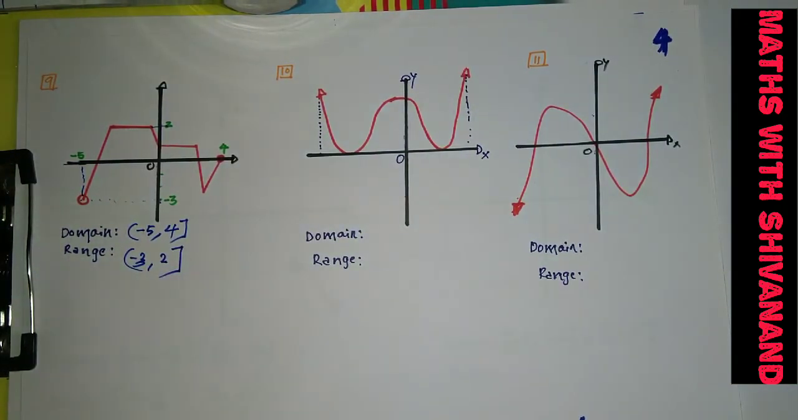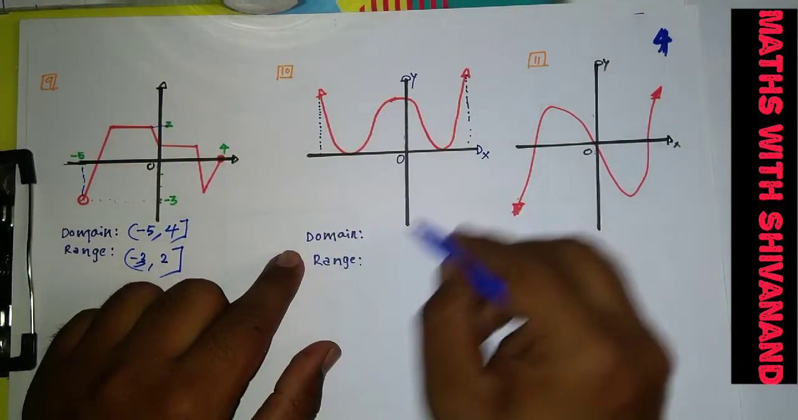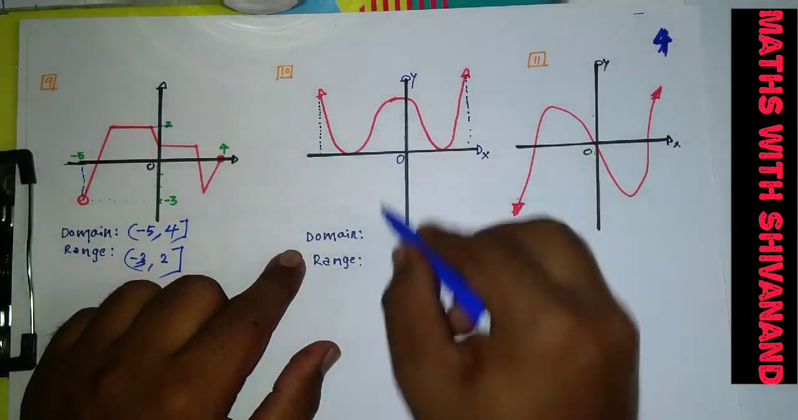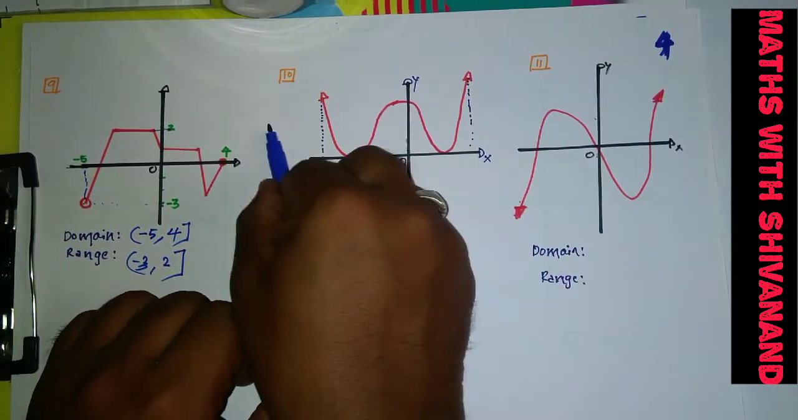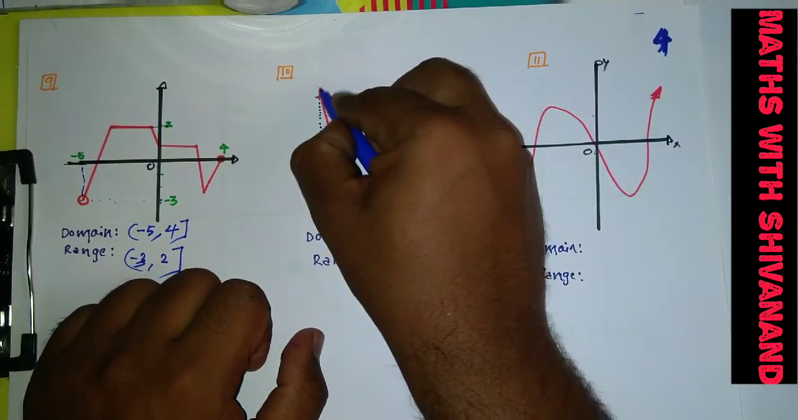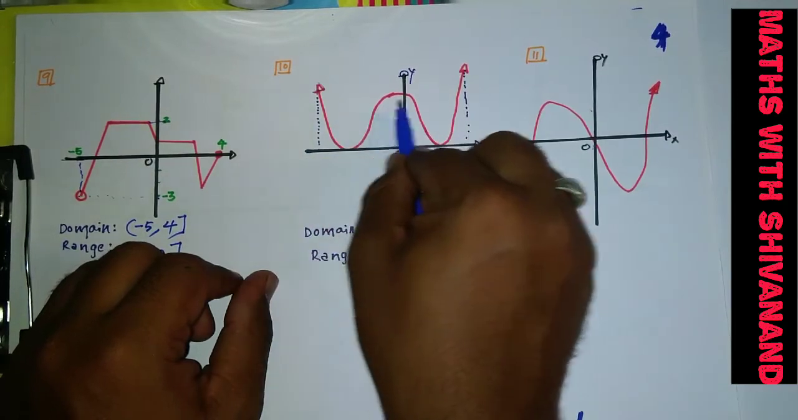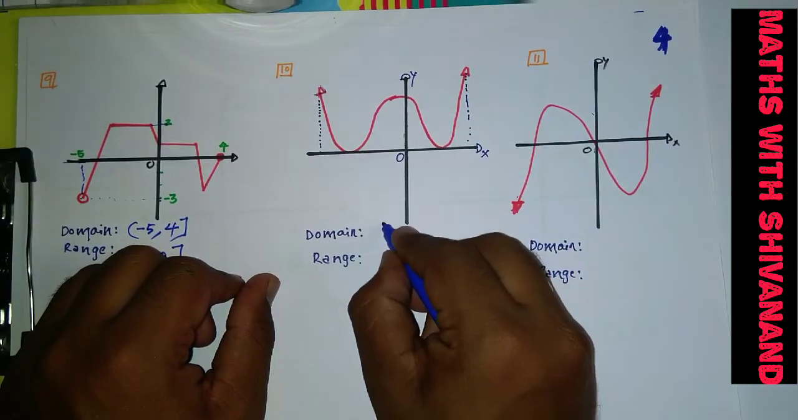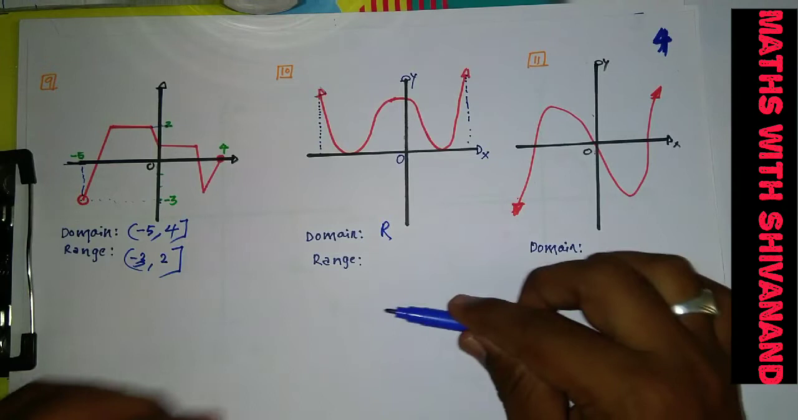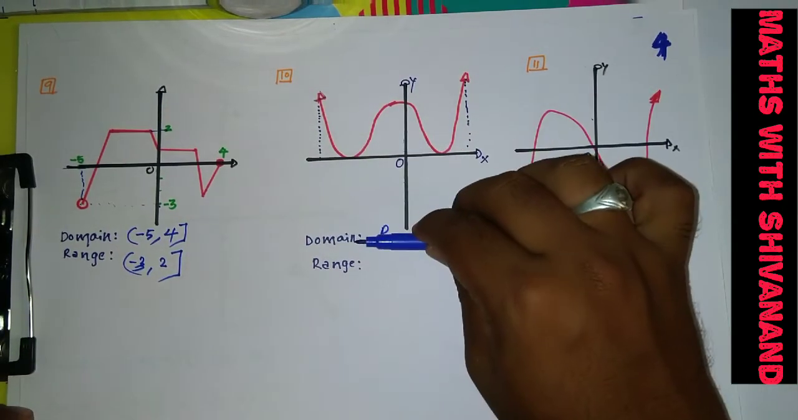Right? Okay, students, here is graph number 10. See here, for the domain, check from -infinity to plus infinity. The arrow mark means it moves towards infinity. So it is taking all the values from -infinity to plus infinity. So the domain is what here? Real numbers. Range, check along the y-axis here from -infinity to 0.